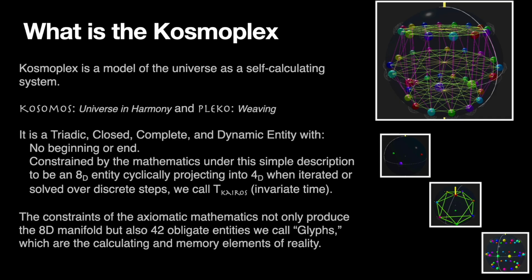It's constrained by mathematics, and it iterates over time, invariant time that we call t-kairos. It's constrained by axiomatic mathematics, and it not only works under an 8-dimensional manifold, but the mathematics and axioms produce 42 entities that we call glyphs, and these are the calculating and memory elements of reality.